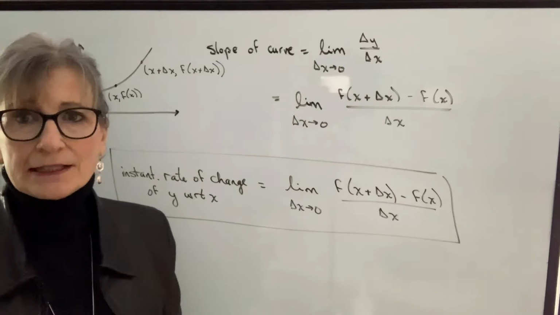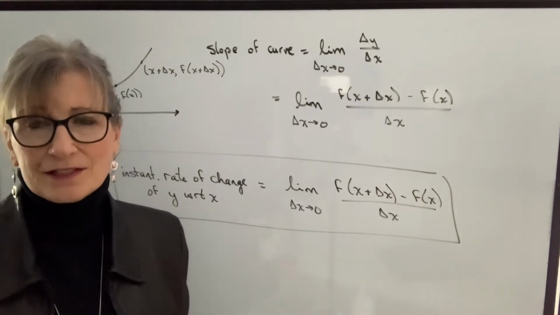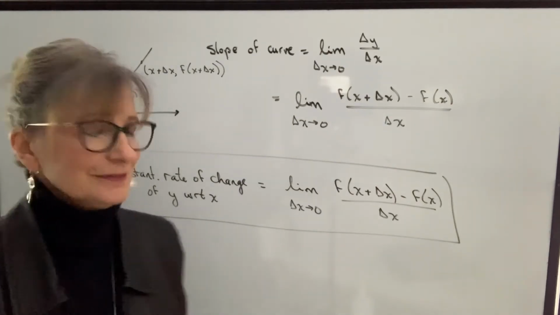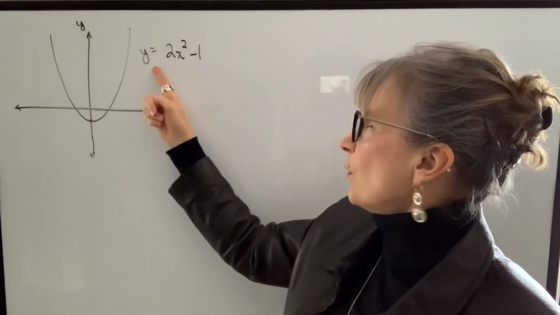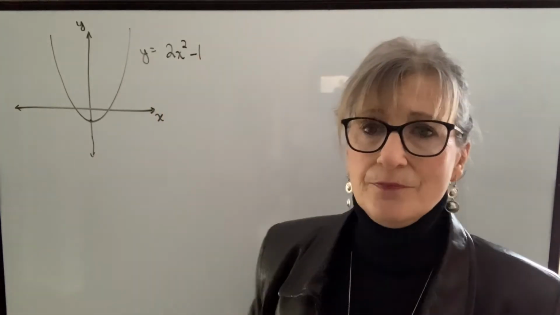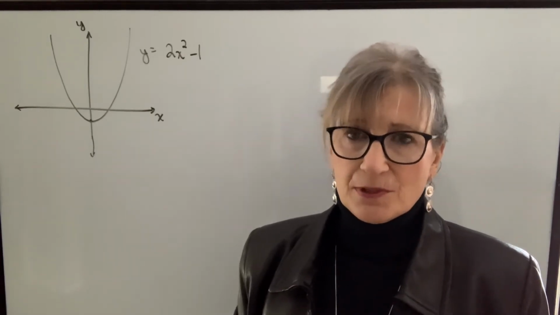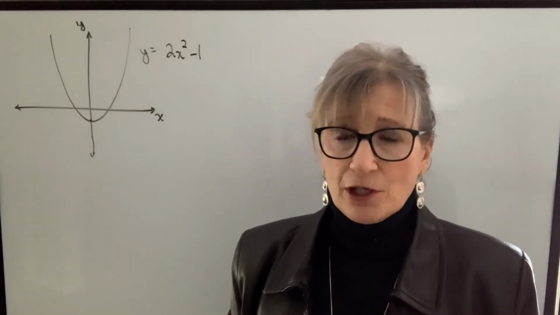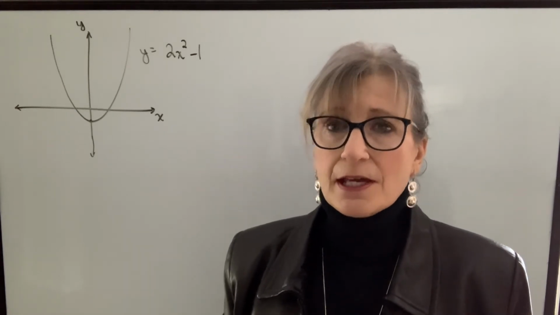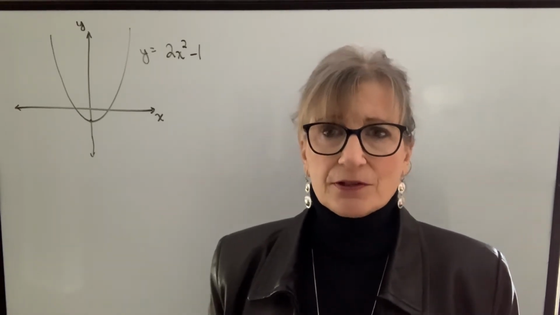Let's take a look at using this to find the instantaneous rate of change of a function. So in this example, if we had y equals 2x squared minus 1, we could find the instantaneous rate of change of this particular function as an expression, so for any value of x, and then we could find it for specific values of x.